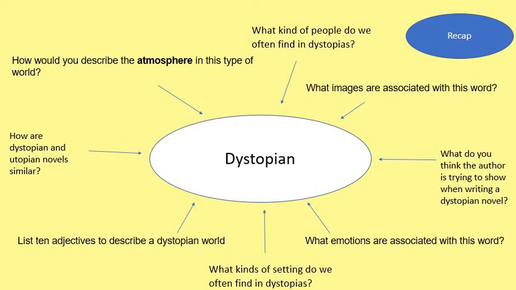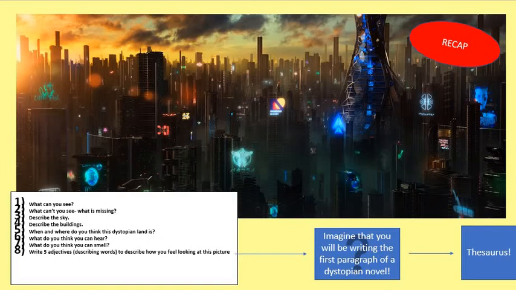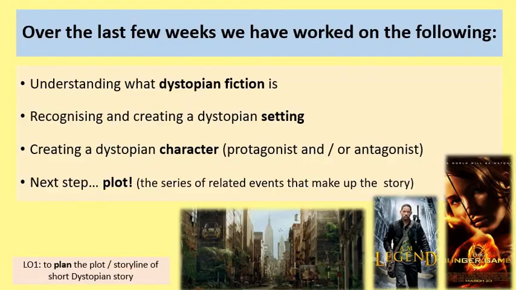So what do you think the author is trying to show when writing a dystopian novel? What emotions are associated? I asked you for 10 adjectives. We looked at the similarities and the dissimilarities between dystopian and utopian, and what kind of settings we were looking at. And then also as part of your preparation, because like I said, everything that we've been doing so far has led us up to this point, we had to annotate and describe images, didn't we? And there was even a task where we had to draw our own picture, which was always good fun. If we can remember my lovely drawing, it was quite wonderful, wasn't it? So let's have a look.